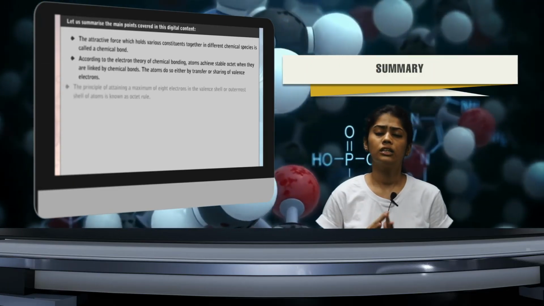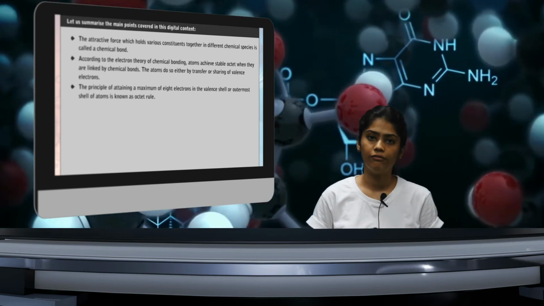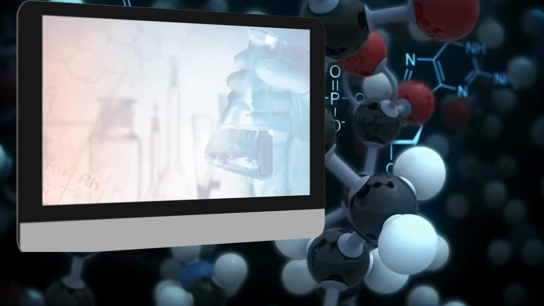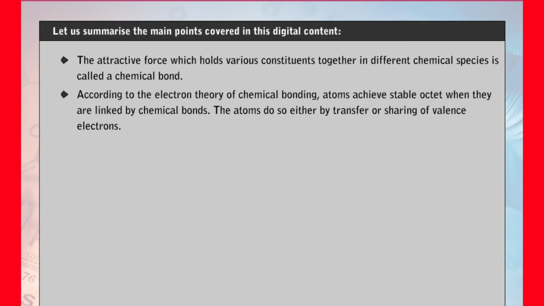So now let's have a final look at the summary. Let's look at what we have learned so far. Let us summarize the main points covered in this digital content. The attractive force which holds various constituents together in different chemical species is called a chemical bond. According to the electron theory of chemical bonding, atoms achieve a stable octet when they are linked by chemical bonds.